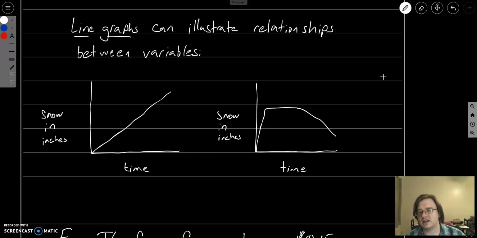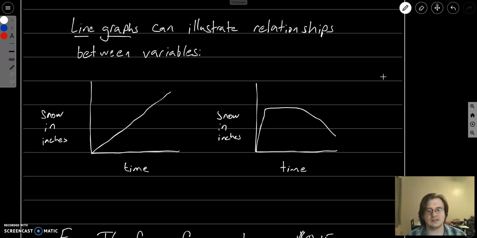So for instance, here this graph is going steadily up. It's increasing the whole time. So when we look at this, we might think, okay, so it was snowing at a constant rate the whole time. It never snowed heavier or stopped snowing. The snow didn't melt. It all just increased at the same rate over time.